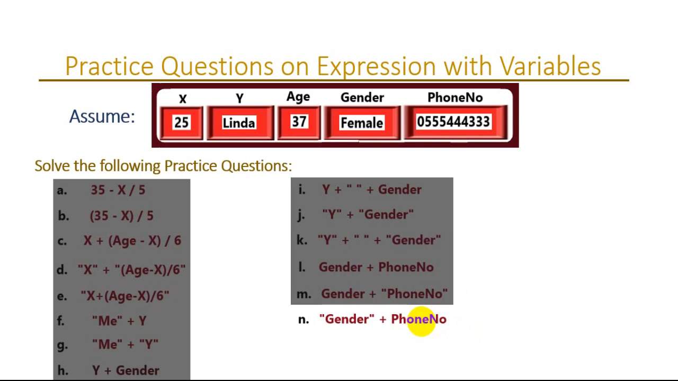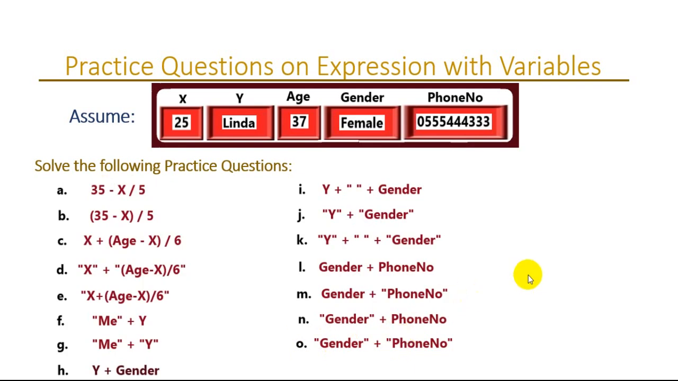Let me do the last one. Gender is also in double quotes and phone number is also in double quotes. So here I have given you all kinds of variations for gender and phone number. In L, both of them are without double quotes. In M, gender is without double quotes, but phone number is with double quotes. In N, gender is in double quotes and phone number is without double quotes. And finally in O, gender is in double quotes and phone number is also in double quotes.